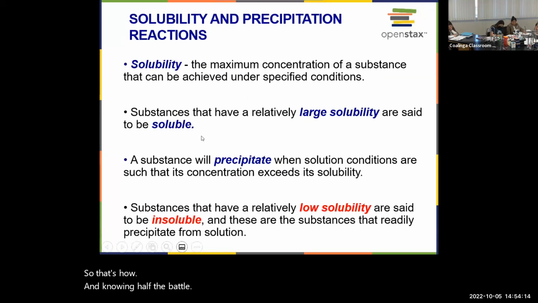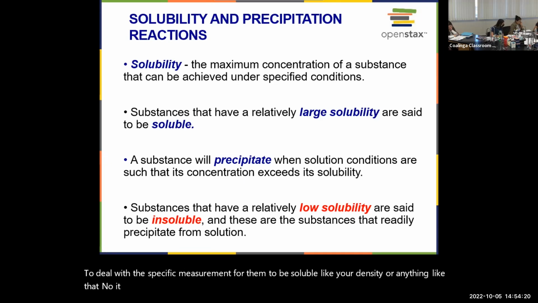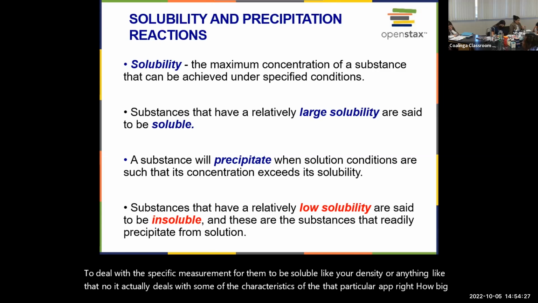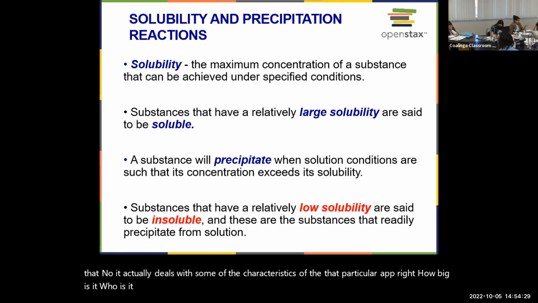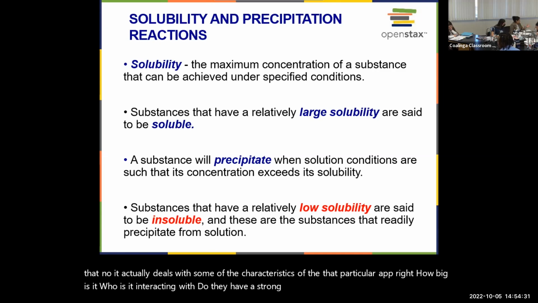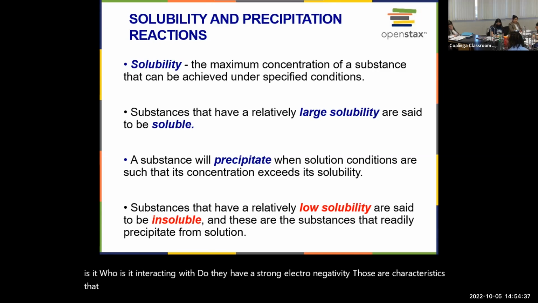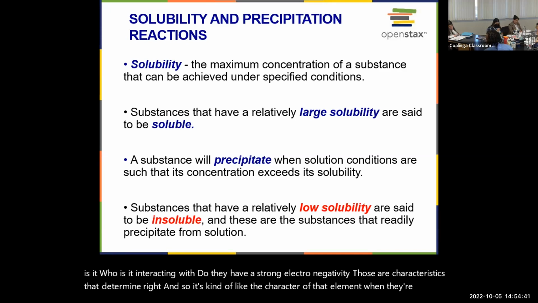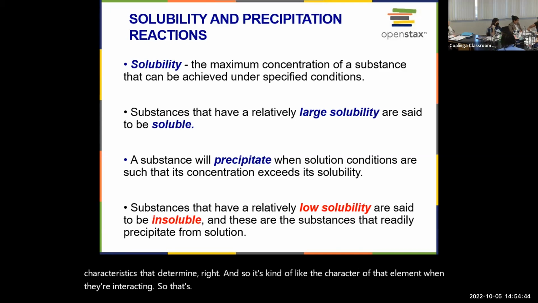Dr. Henry, does that have to deal with any specific measurement for them to be soluble, like density or anything like that? No, it actually deals with some of the characteristics of that particular atom, right? How big is it? Who is it interacting with? Do they have a strong electronegativity, right? Those are characteristics that determine that. It's kind of like the character of that element when they're interacting. So those are the factors that are taken into consideration.